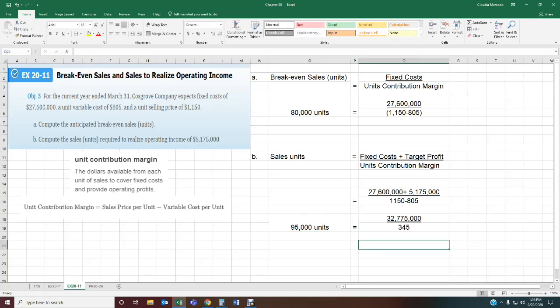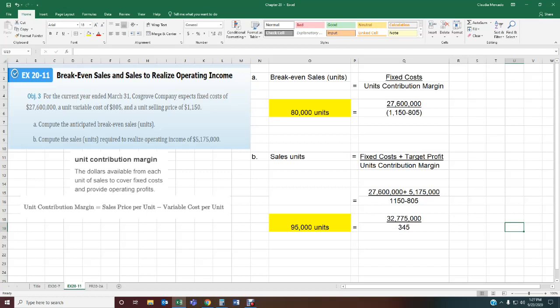So in letter A, we computed the break-even sales, which was 80,000. In letter B, we computed the sales required to realize operating income of 5,175,000, and the sales in units required is 95,000 units. So that is the second problem you're going to be seeing on your homework, or a problem similar to this. That way you can practice.